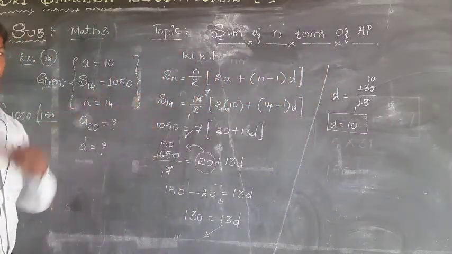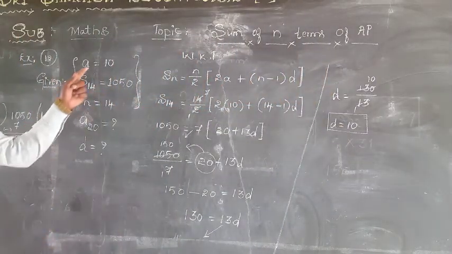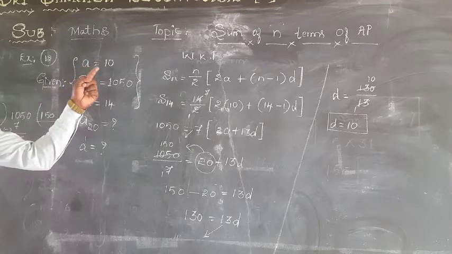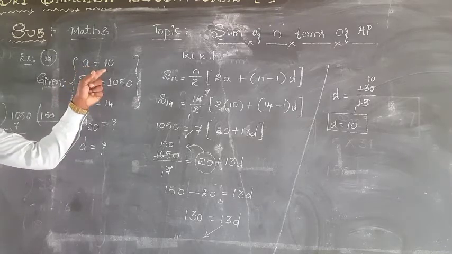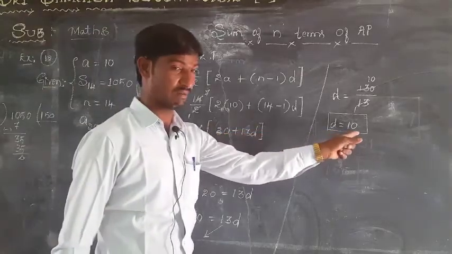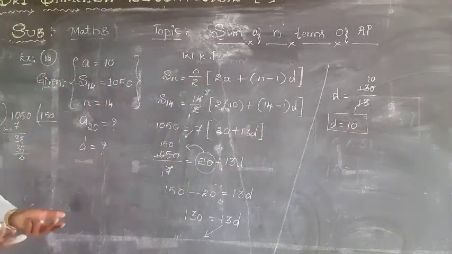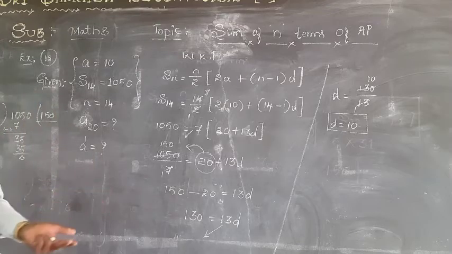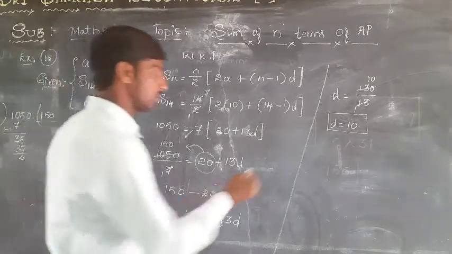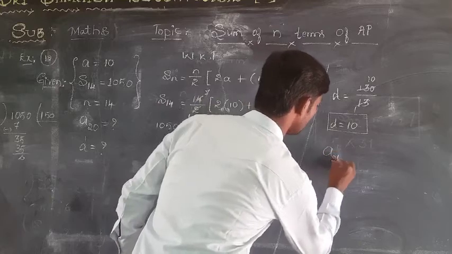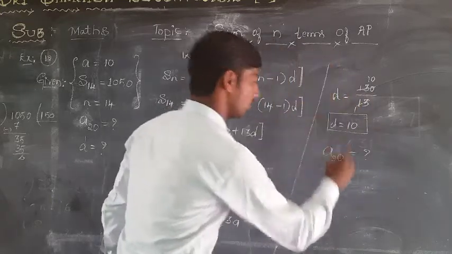We found out the common difference, and the first term of that AP is 10, and the common difference is also 10. Now we can find any term of that AP, whether it is the 20th term or 100th term or it may be the 1000th term. So now we need to find A20. Is it right?